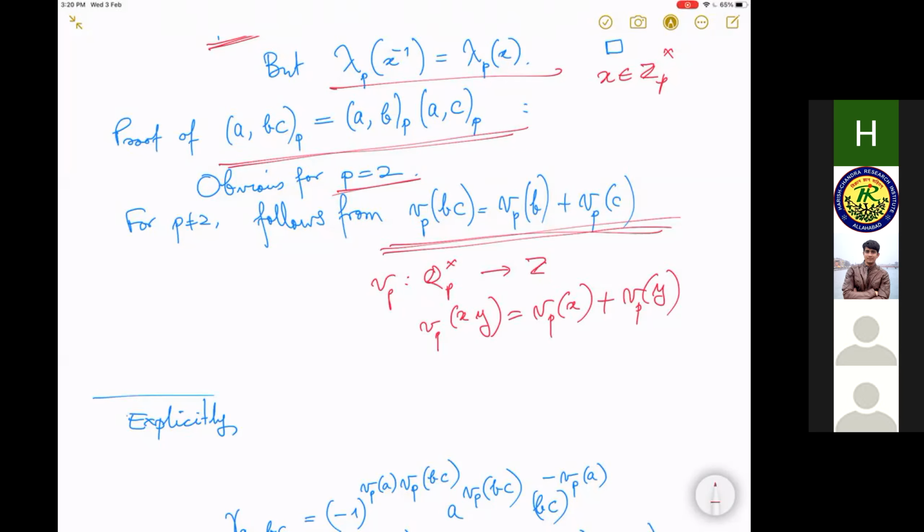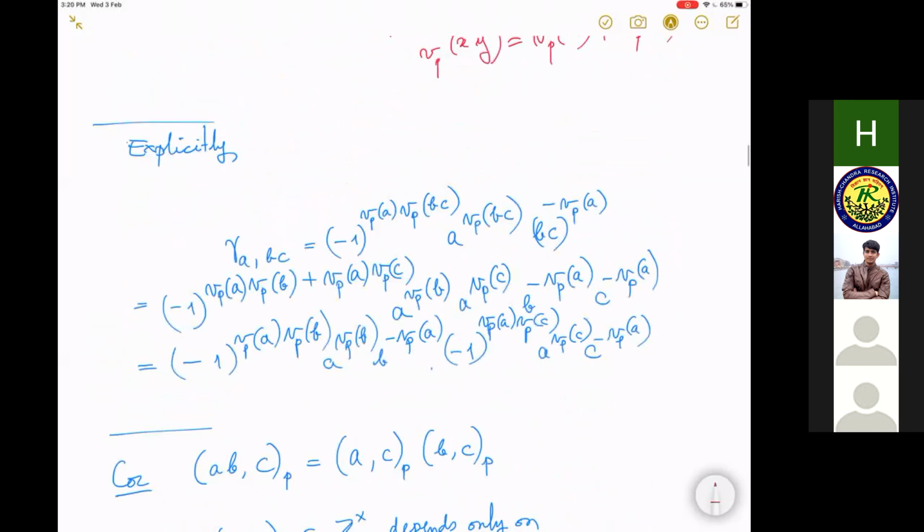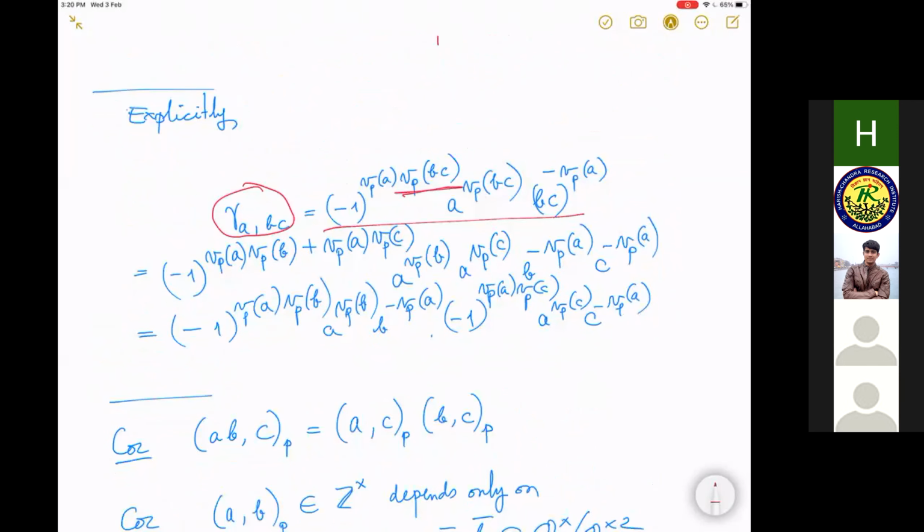So if you don't believe me, you can do this explicit calculation. I mean, you have to compute gamma of a comma bc. So by definition, it's going to be this. But then v_p is multiplicative here, here. So you get this expression and so on. I mean, this is something that you can check.